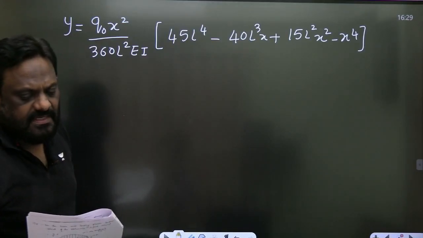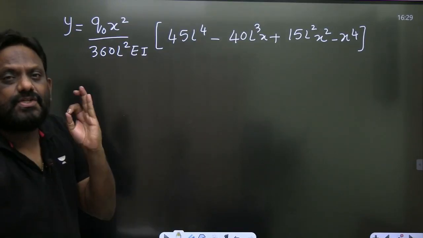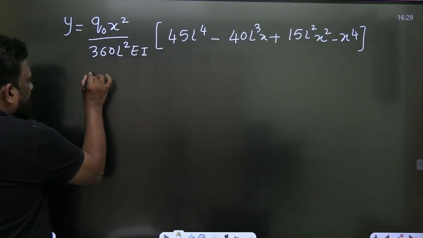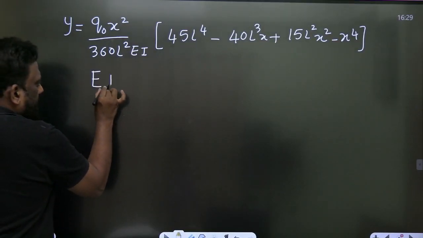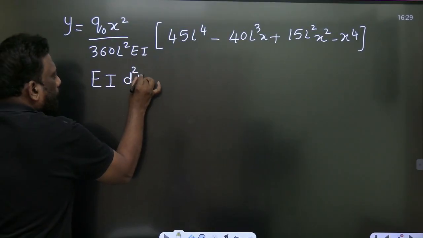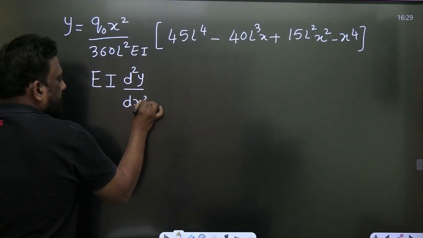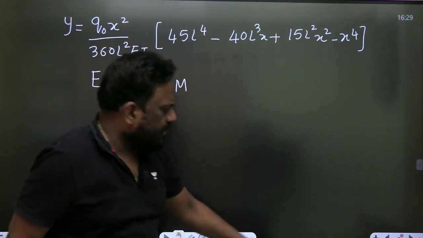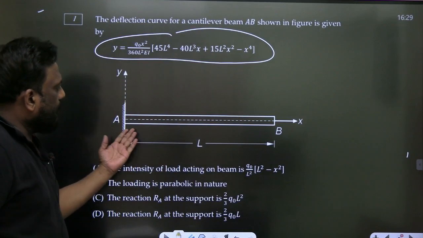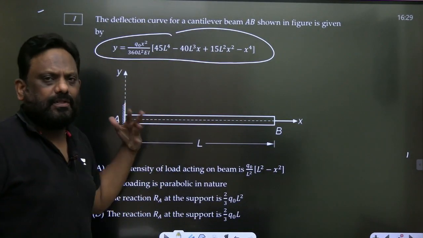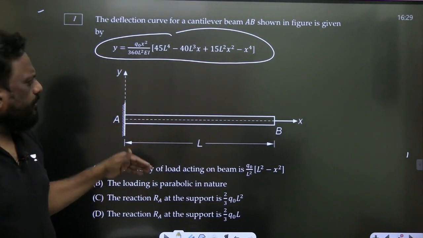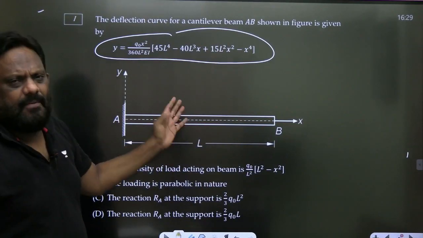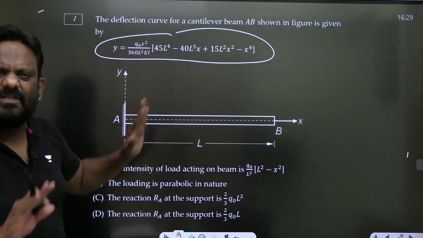Now, he is asking the intensity of loading, that is W. We know that from the theory of curvature of beams, EI d2y by dx square is equal to M. Here I am not taking the sign into consideration because he has not said whether the load is acting upwards or downwards on the beam. So no problem at all. If the load is acting downwards, the deflection will be downwards. If the load is acting upwards, it will be upwards. So forget the sign.